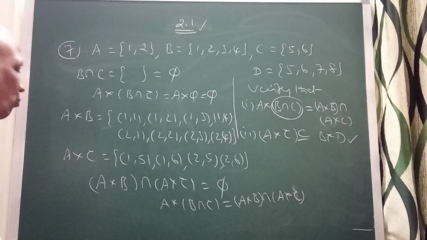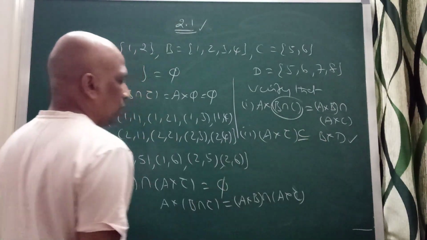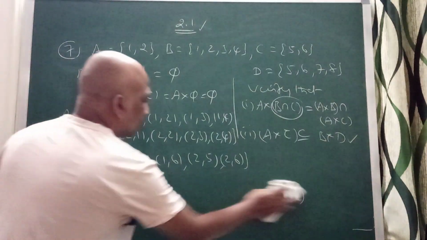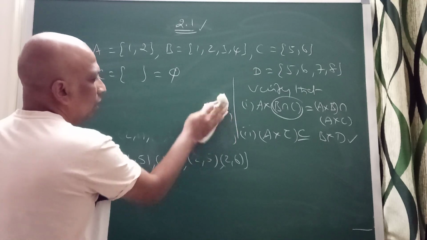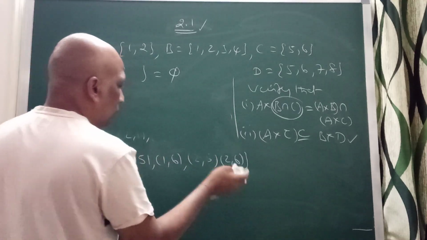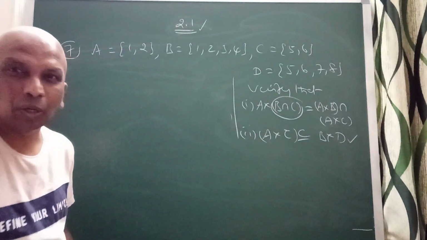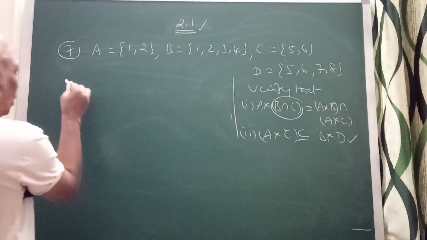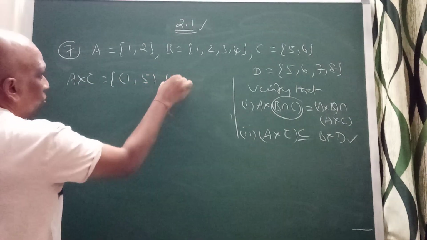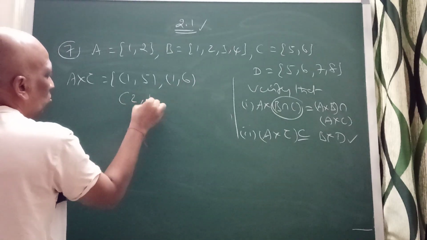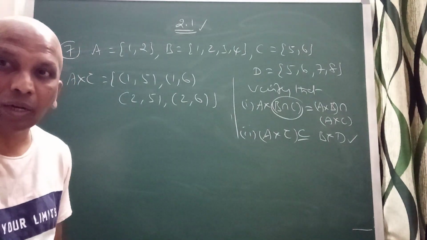Now I am going to verify A cross C is a subset of B cross D. We will verify that. To verify that, I just want to find A cross C. Now the second problem. Find A cross C. If we find A cross C, you can see (1,5), (1,6), and I can write (2,5), (2,6). This is A cross C, right?